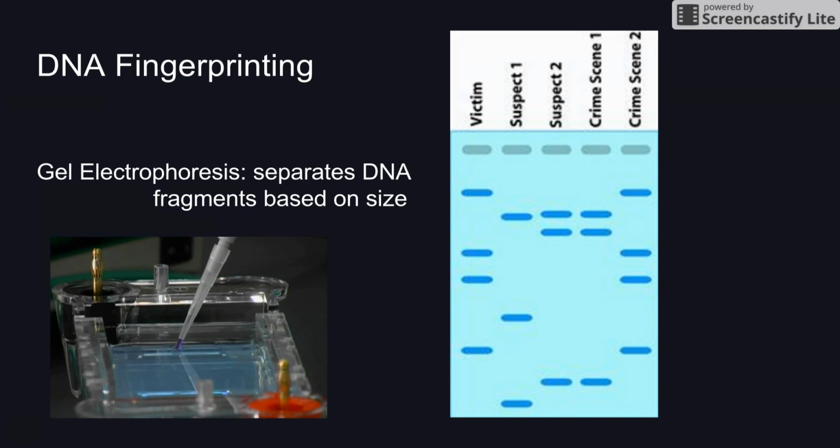This example here on the slide is looking at the DNA that was found at the crime scene, and then there's two different suspects on here. So when you look at suspect 2, you can see that that matches up with the DNA that was found at crime scene 1. And so we would say, using this DNA fingerprinting technique, that suspect 2 is probably the guilty suspect here.